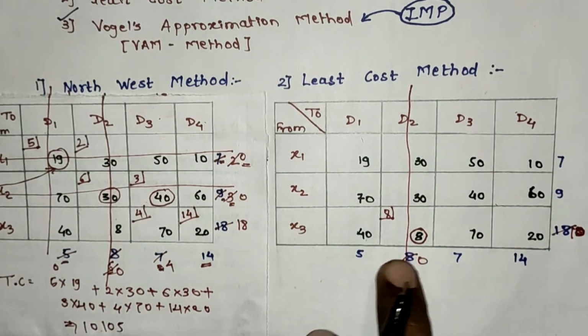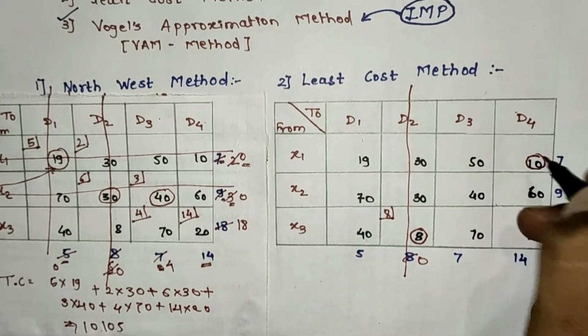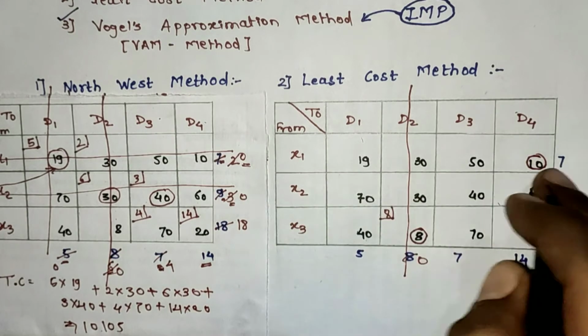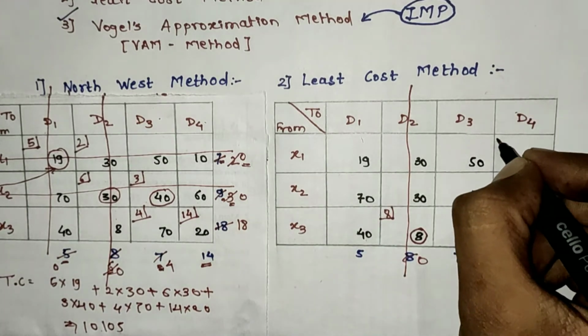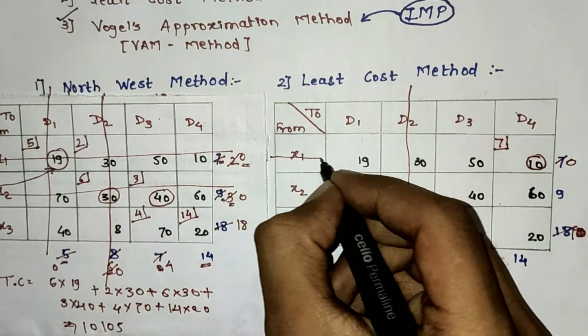Now find the next least cost element. So here 10. Highlight this element. This element has a demand of 14 units and supplier 1 can supply only 7 units. So supply the 7 units to the element. So it gets 0. Cancel this row.